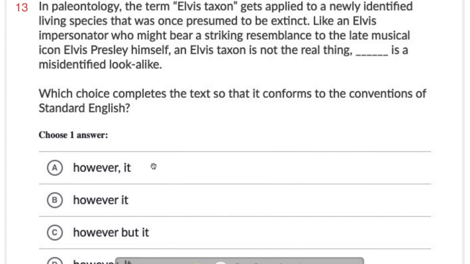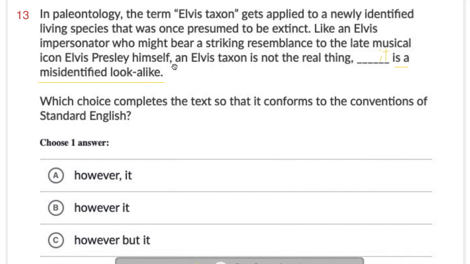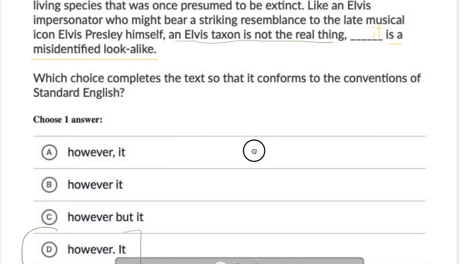Eventually we're going to have an it. It is a misidentified lookalike. So yet again, we have an independent clause at the end of the sentence if we include the it. Okay, it is a misidentified lookalike. Given that we have an independent clause before that as well, an Elvis taxon is not the real thing, that means we need something more than just a comma. We need either a period or a semicolon, and that's the only one that gives it to us.